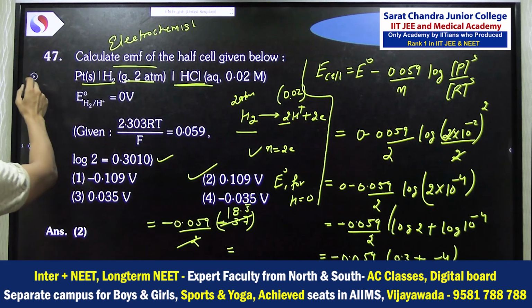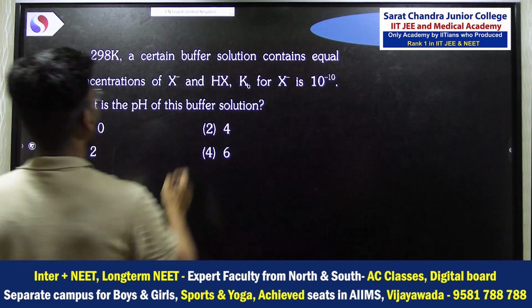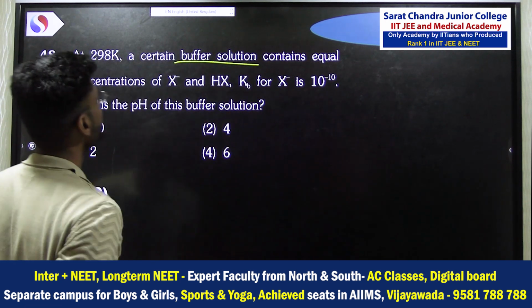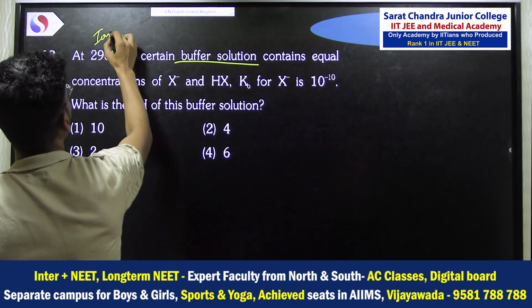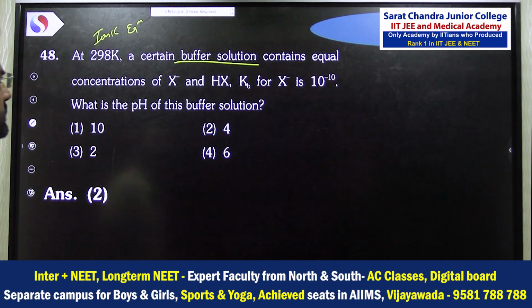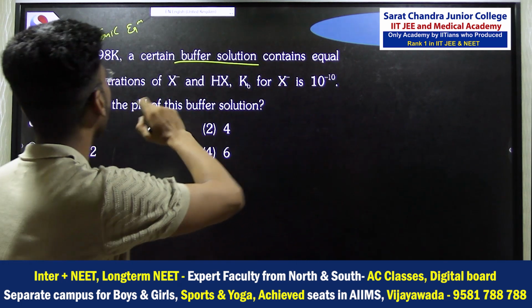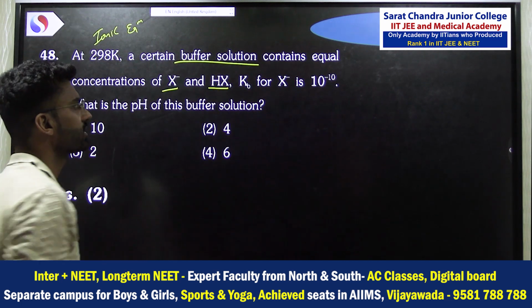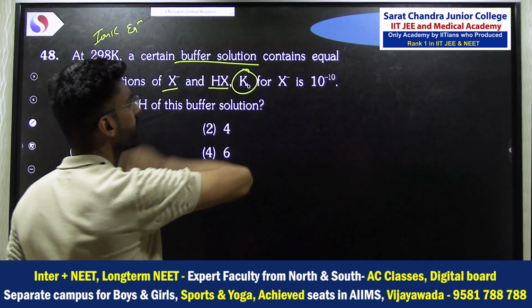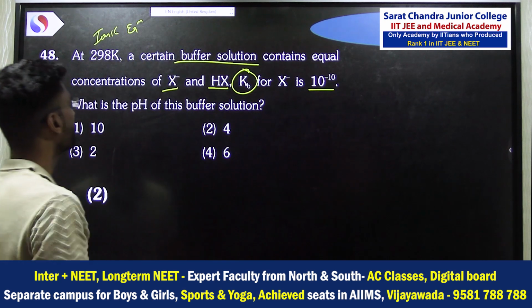So another question. In this question, at 298 Kelvin, a certain buffer solution. This question is from the buffer solution, which is from the ionic equilibrium chapter. What is a buffer solution? It contains equal concentrations of X negative and HX. Kb value is given here: Kb value is 10 raised to power minus 10. So what is the pH?